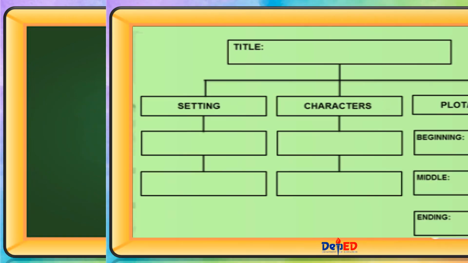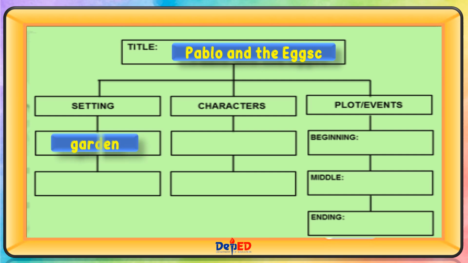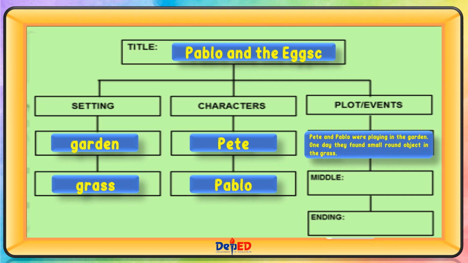The title of the story is Pablo and the Eggs. Settings are garden and the grass. The characters are Pete and Pablo. Plot or events. The beginning, Pete and Pablo were playing in the garden.